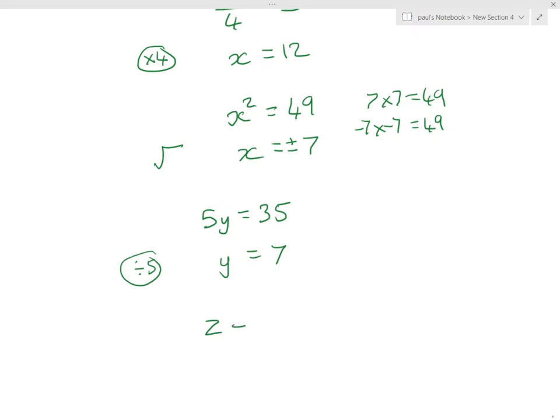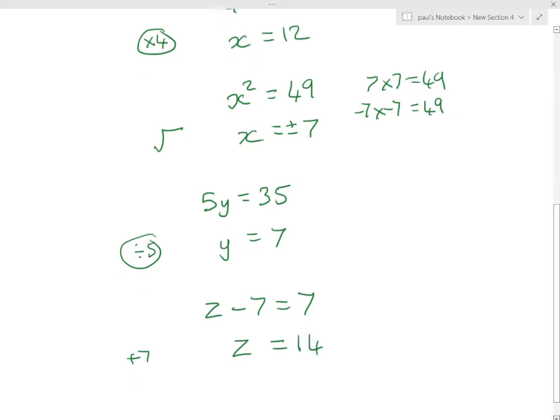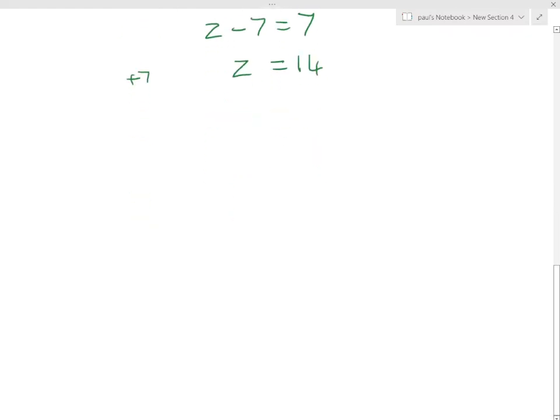z minus 7 equals 7. The minus 7 is the one we need to get rid of, so we add 7. If we add 7, that cancels out. We're left with z. Add 7 to the right hand side, and we've got 14.